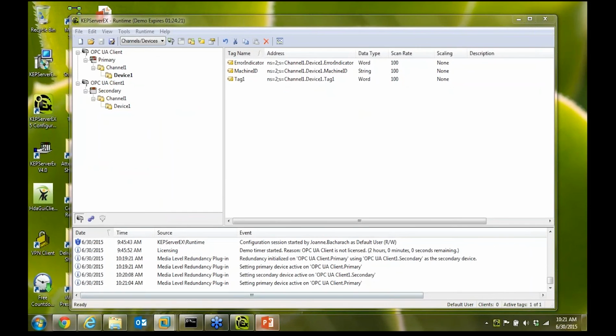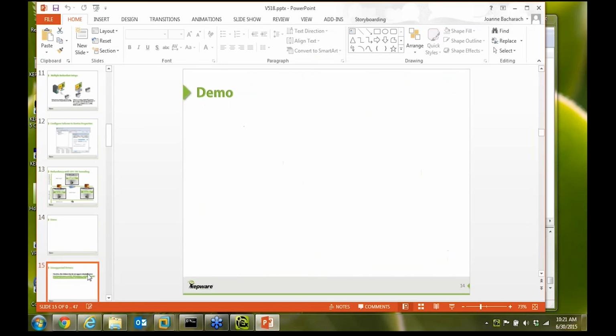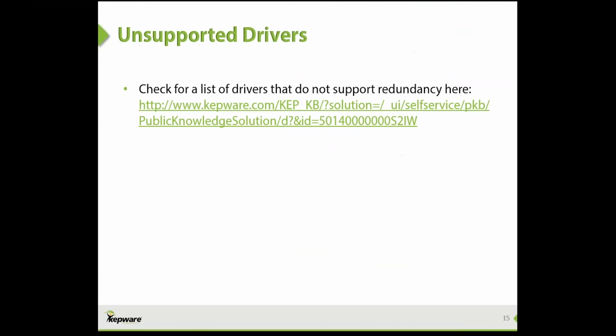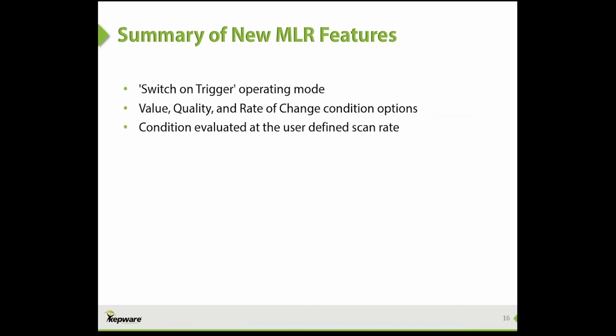Great. So that was it for the demo for media level redundancy and just showing how that can work with our UA client tunneling option. We do have some drivers that do not support media level redundancy. Many of our drivers do support it, but there's a short list of drivers that do not. So if you find a driver listed in our knowledge base, then it means it will not support it. But if you don't see it there, then your driver does support media level redundancy.